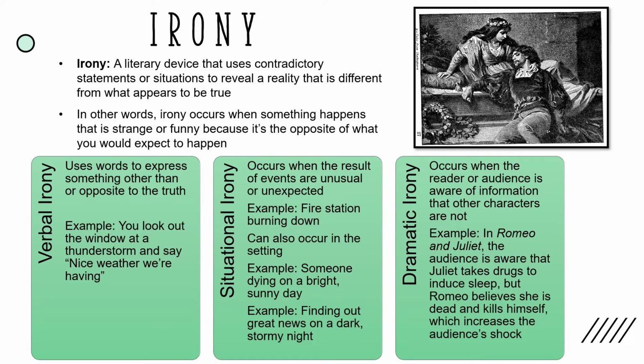For example, in Romeo and Juliet, the audience is aware that Juliet takes drugs to induce sleep, but Romeo believes she is dead and kills himself, which increases the audience's shock and makes the tragedy of the lovers' death more powerful. When analyzing a story, keep an eye out for examples of irony that may contribute to the story's overall effect on the reader.